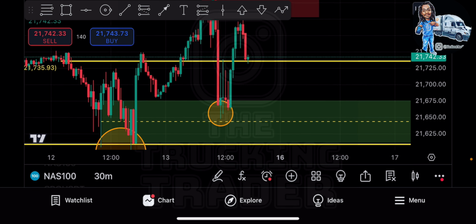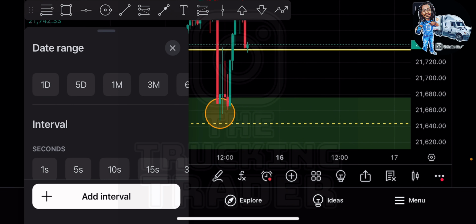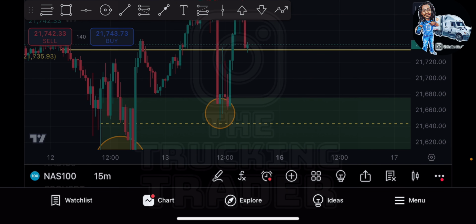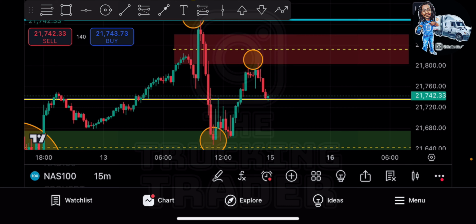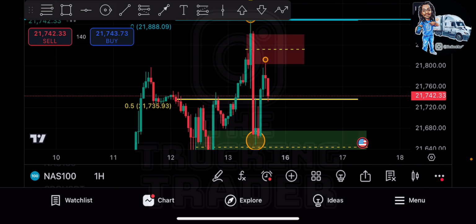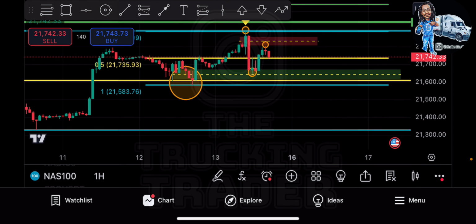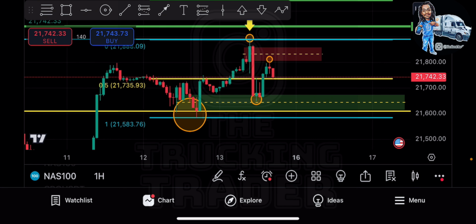So, on the 30-minute, do we see anything in discount that we could pay attention to? No. So we could drop down to the 15-minute and keep doing the same thing. But for teaching purposes, I want to stay on the higher time frames, the 4 hour, the 1 hour, and the daily time frame. So that is my analysis for the Nasdaq.